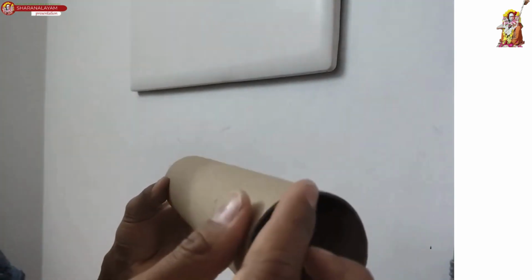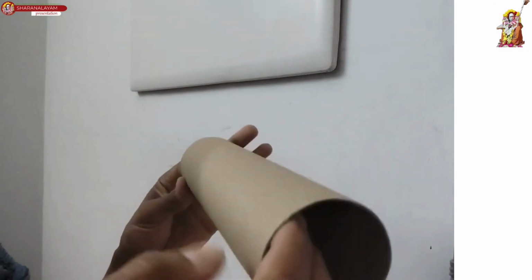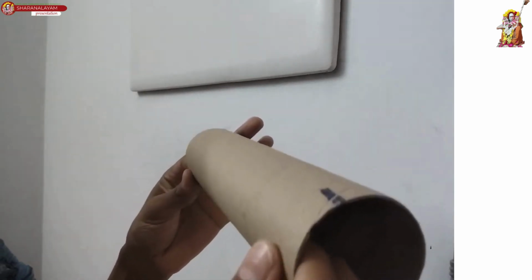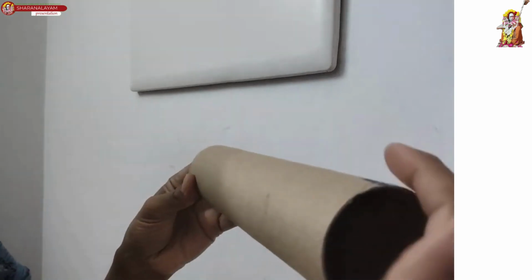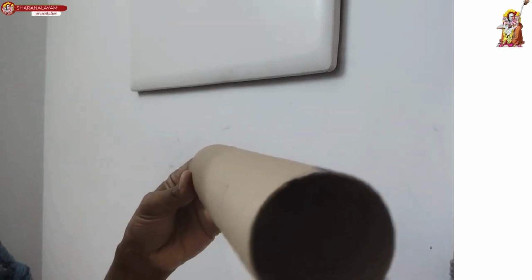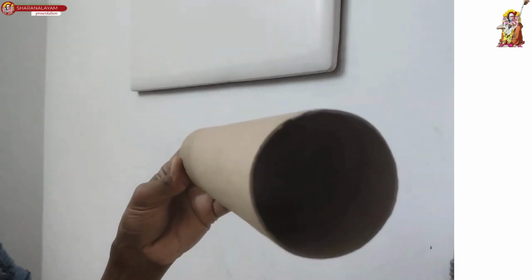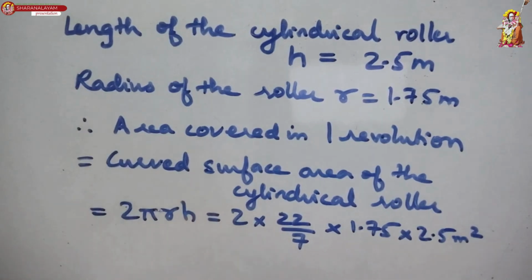Say this is the cylindrical roller. You see the mark over here? Now, for this to complete one full revolution, say it rolls on the road. When it completes one full revolution, that means it has covered this area, which is nothing but the curved surface area. They have given the length of the cylindrical roller. In this case, the cylindrical roller rolls on the road, right? So the given length is nothing but the height of the cylinder when it is kept upright. So the given length of the cylindrical roller is taken as its height.